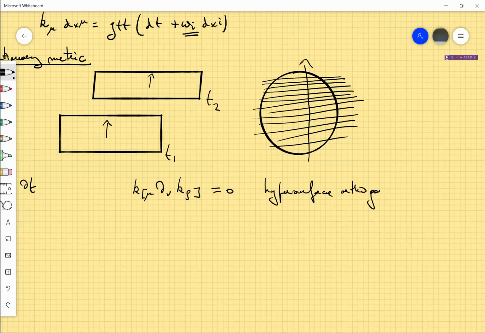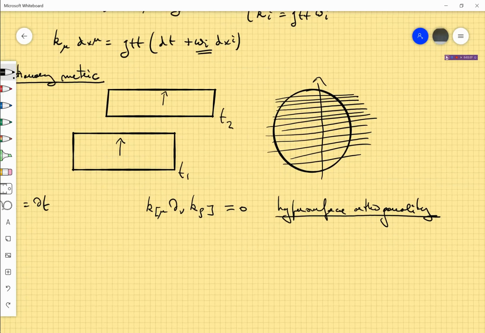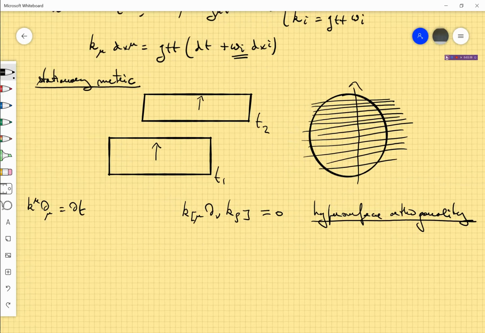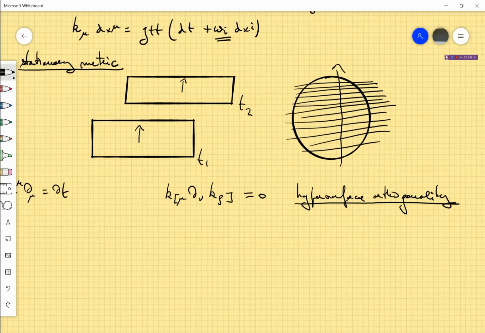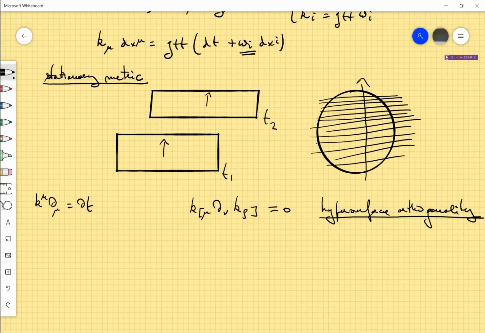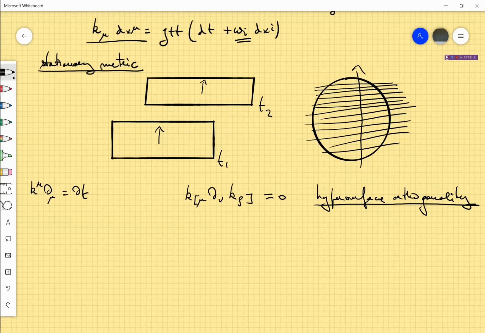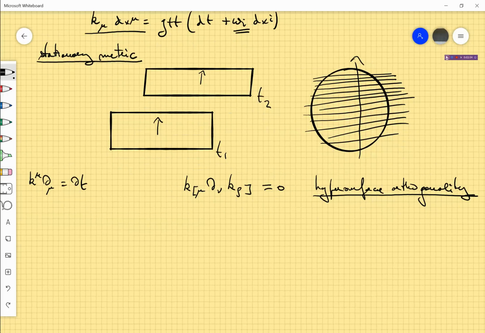Orthogonality. Okay, and it guarantees that if it is satisfied, then this vector, which is the vector tangent to the lines of constant t, is also normal to the hypersurfaces of constant t. This is not at all guaranteed in general.